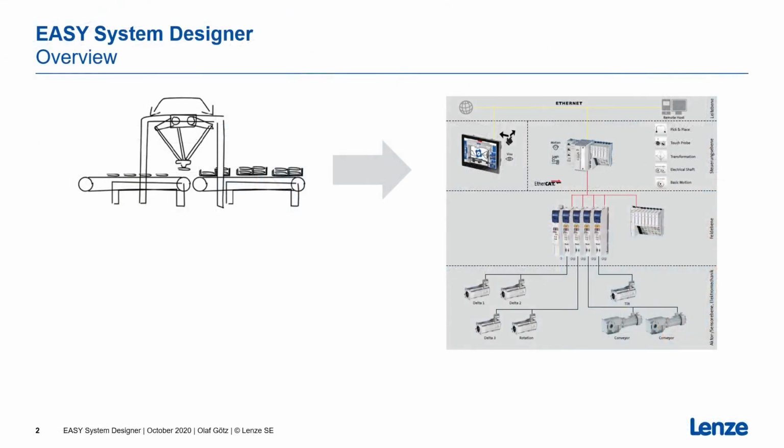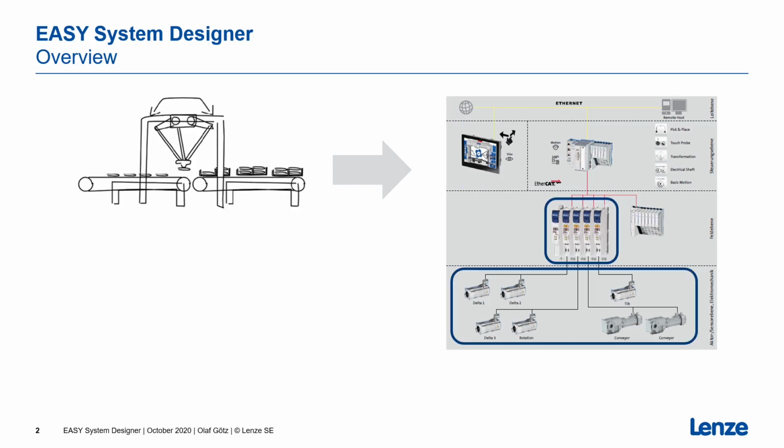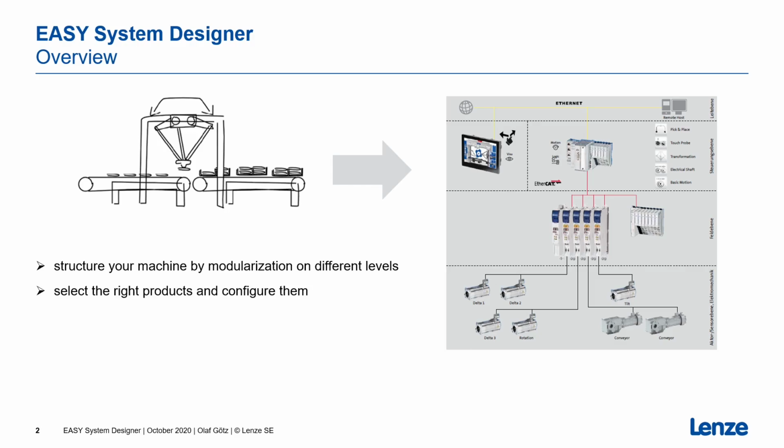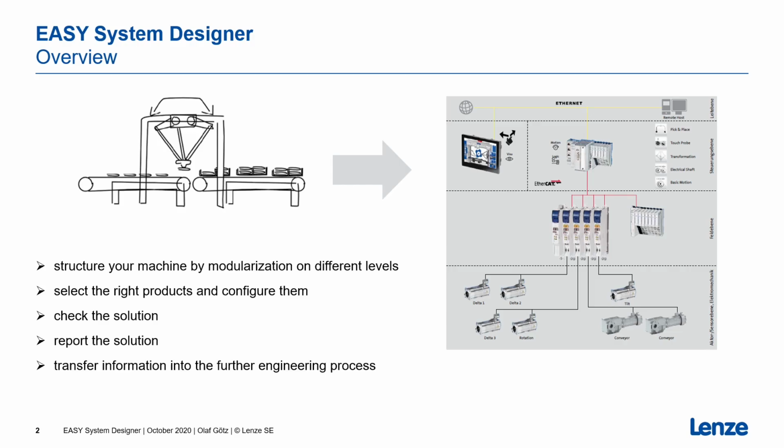The Easy System Designer is Lenze's web-based planning tool for the efficient planning of machine solutions consisting of automation components, drive components, and even PLC software. The tool helps you to structure your machine by modularization on different levels, to select the right products and to configure them, to check the solution, to report it, and to transfer information to further engineering tools.